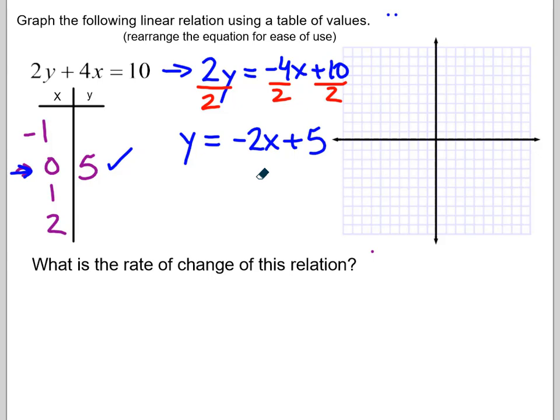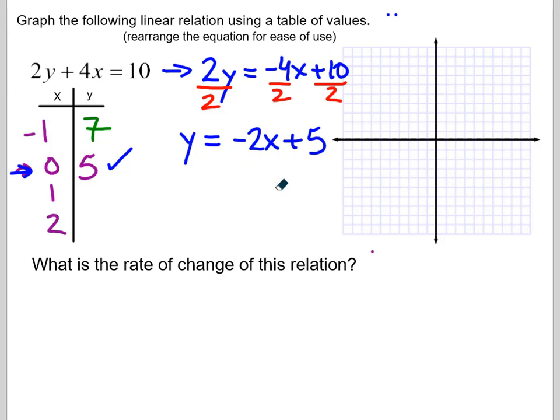Once this is rearranged so that y equals the expression is by itself, it becomes really easy to substitute in the other numbers. So if I put, let's go up to the negative 1. If I went negative 2 times negative 1 plus 5, this becomes positive 2 plus 5. I would get a 7 here.